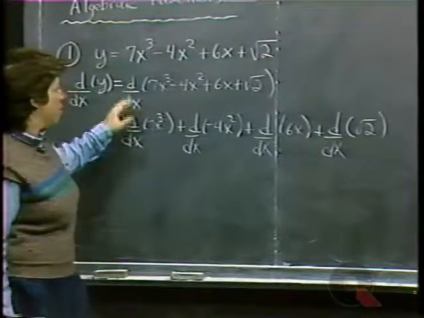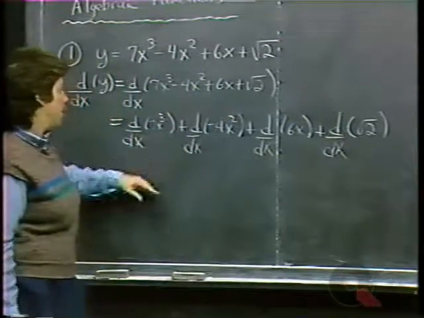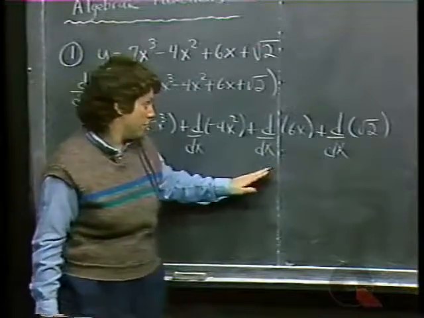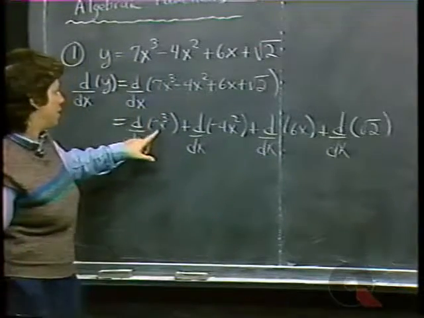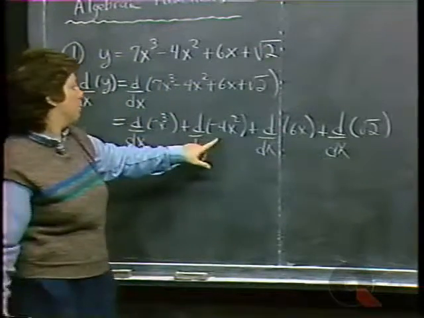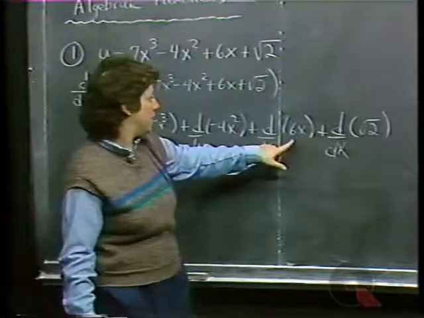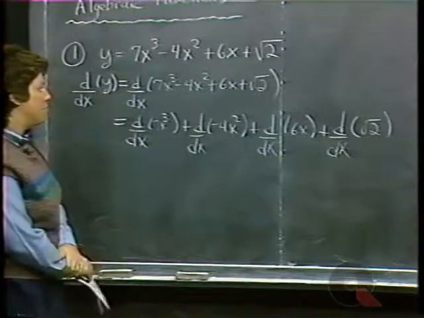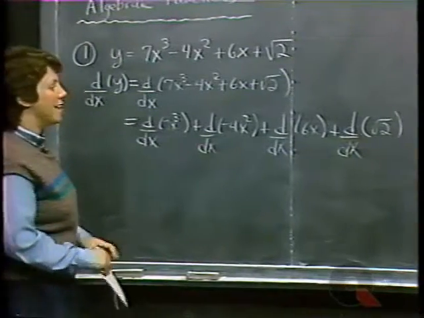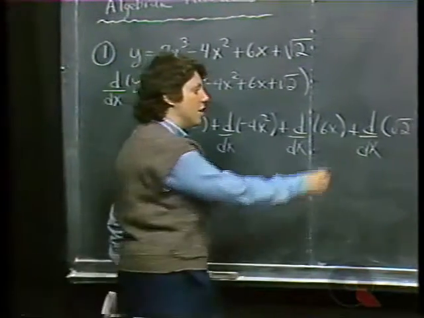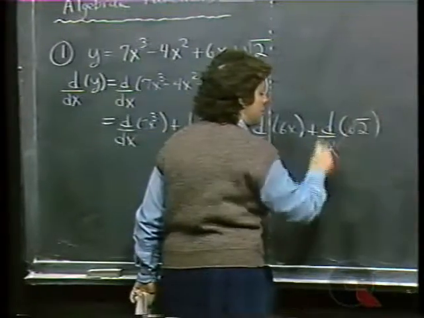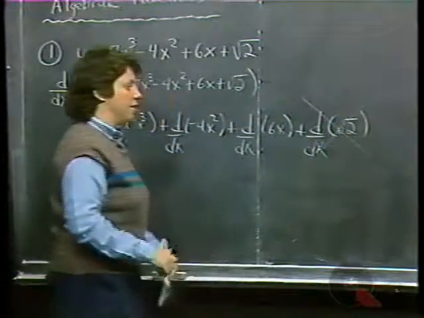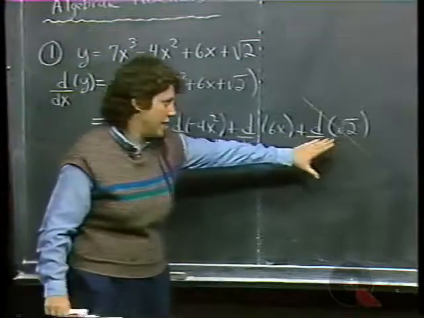So instead of worrying about the derivative of this whole thing, we broke it up so that we have 4 smaller derivatives to handle. The derivative of 7x cubed, the derivative of minus 4x squared, the derivative of 6x, and the derivative of the square root of 2. The first rule allowed us to do that. The second rule told us how to handle the derivative of a constant. The derivative of a constant is 0, so we can eliminate that. That's just a plain constant.